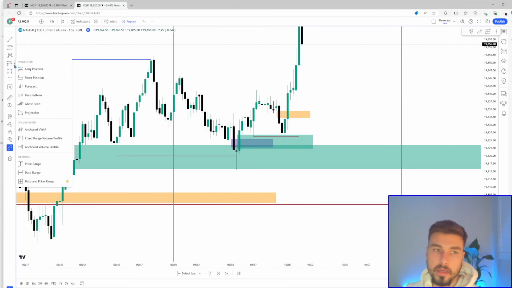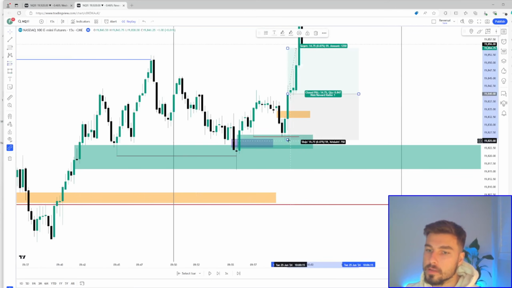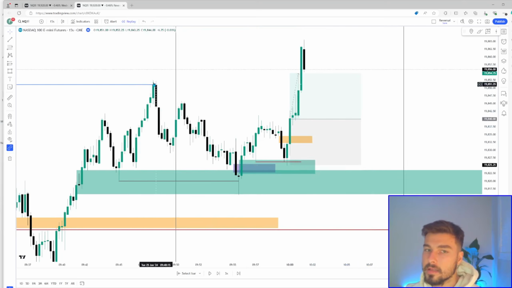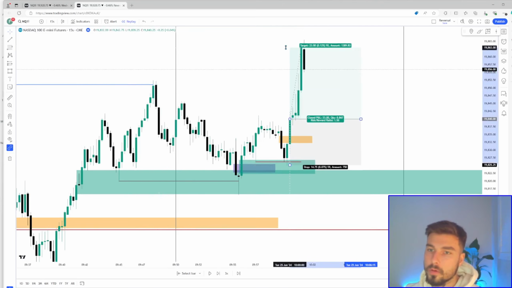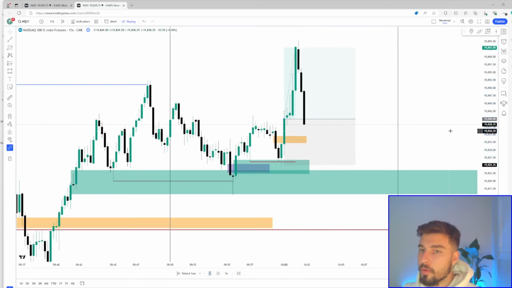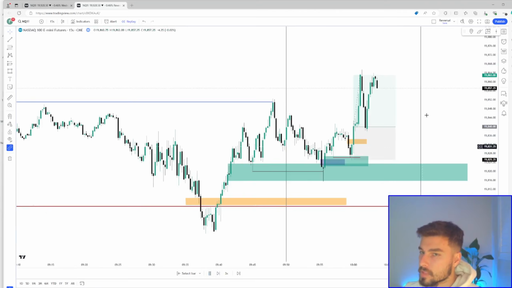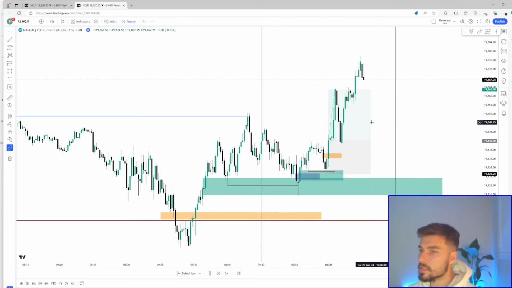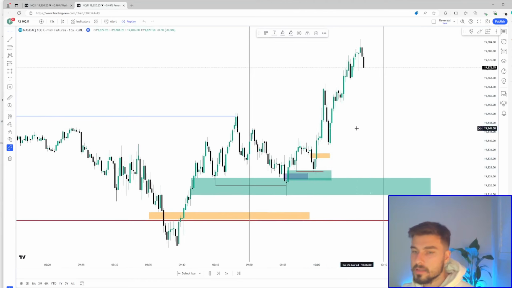You could do the same thing here. You could go for a long right here, stop below that low, right? Target that swing high for a partial. If you want 1 to 2, go for a 1 to 2. Whatever price wants to give you guys, you can take that. It's really important. But there has to be a framework behind that trade to take advantage of it.